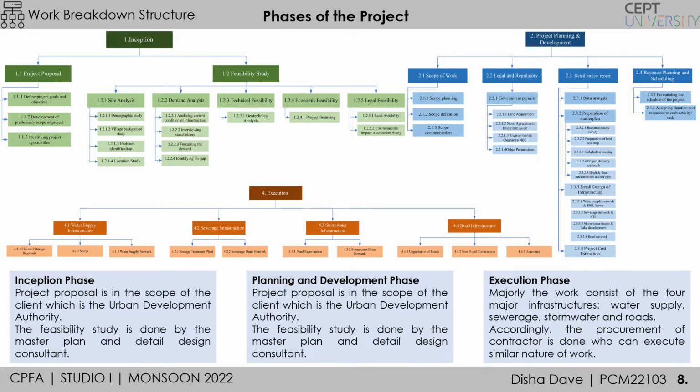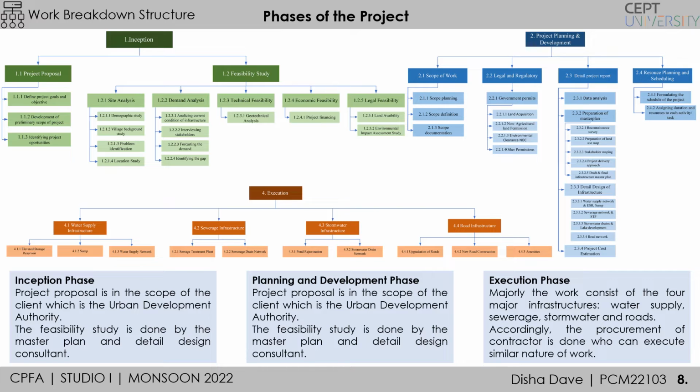Coming into the detailed work breakdown structure for the inception stage, the project proposal majorly comes under the client scope, in which the project goals and objectives are identified, development of preliminary scope of project is done, and identifying the project opportunities is done. In the feasibility stage, majorly it consists of all the deliverables and all the processes which we had applied in our foundation studio, which includes site analysis, demand analysis, technical analysis, economic analysis, as well as legal feasibility which was studied.